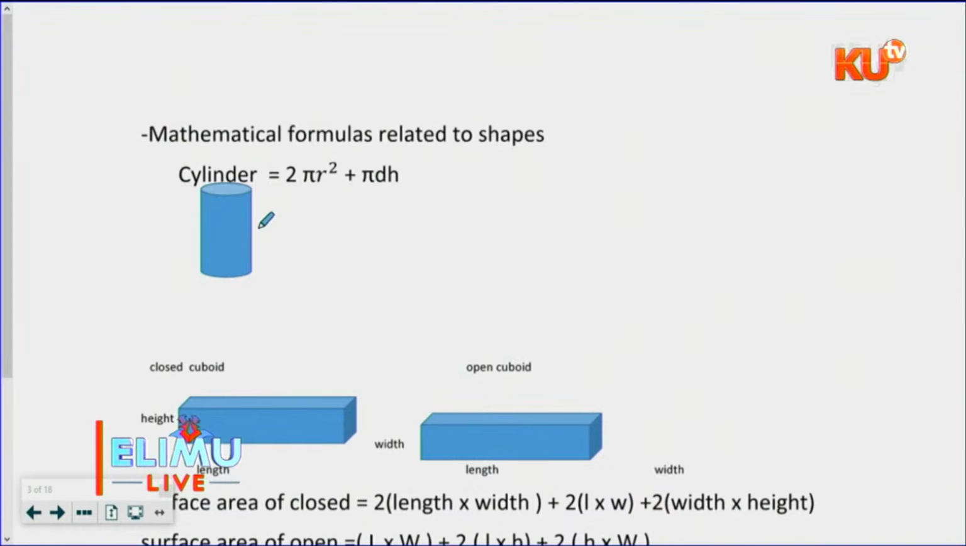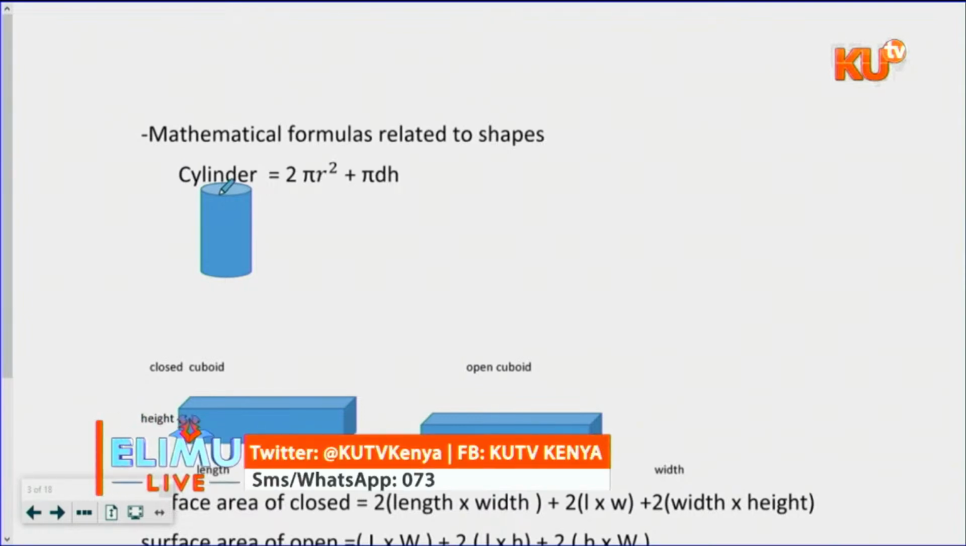This is the curved part I was talking about, the way it is round. And then this one here is the top. As you can see, it is circular in nature. The shape is a circle. This top is the same as the bottom. The bottom is the part that is resting on the ground. That's why we call it bottom.